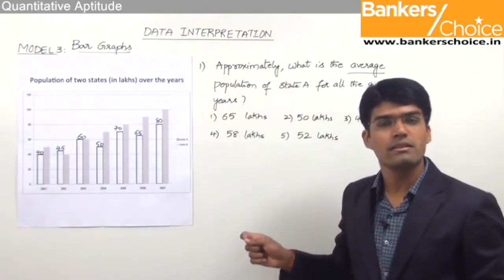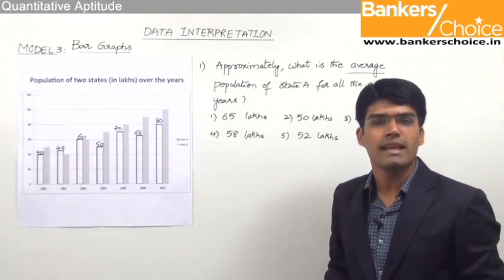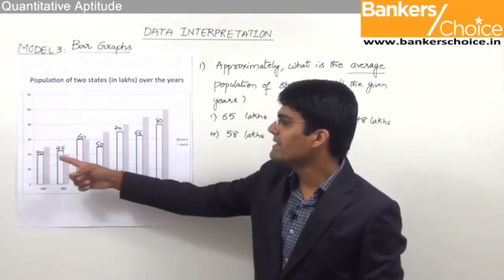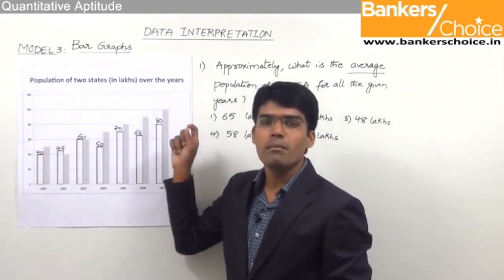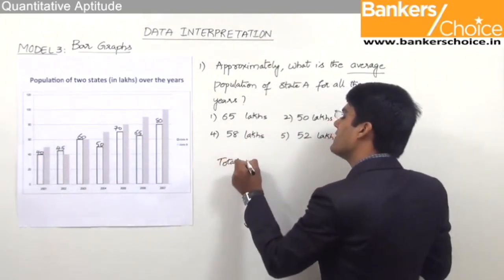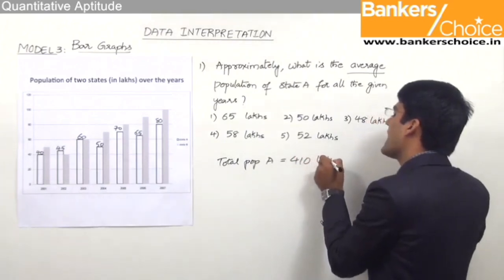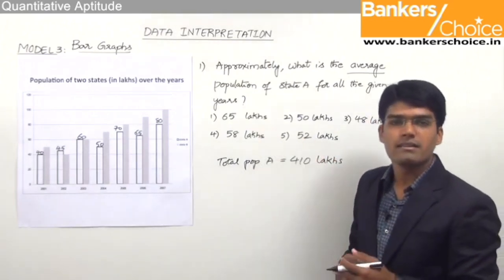Remember, if you want to solve these questions in less time, you have to add all these values without doing the calculation on paper. Like we can directly say that total population here is 410 by adding all those values mentally. So the total population of state A will be equal to 410, and this is 410 lakhs. Why? Because each of the values there are in terms of lakhs.